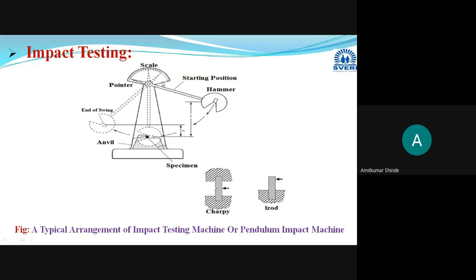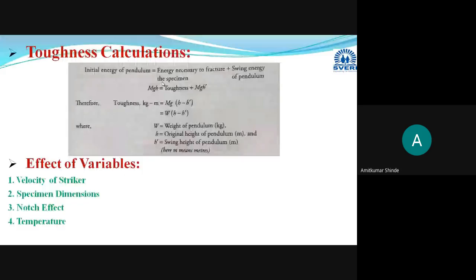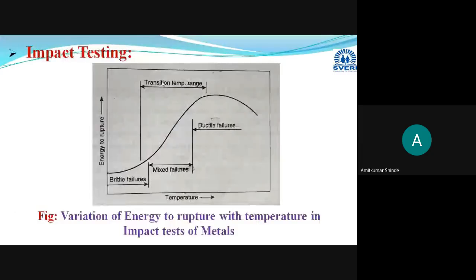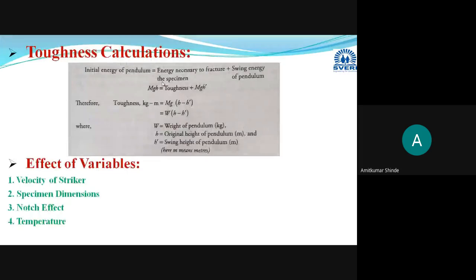Now, the last point for this test is that there are certain factors or variables which will affect this impact test. Already I have discussed this factor, that is the velocity of the striker. Velocity of the striker is nothing but the velocity of the pendulum. The velocity of that striker should always be lesser than the critical velocity which we have calculated.